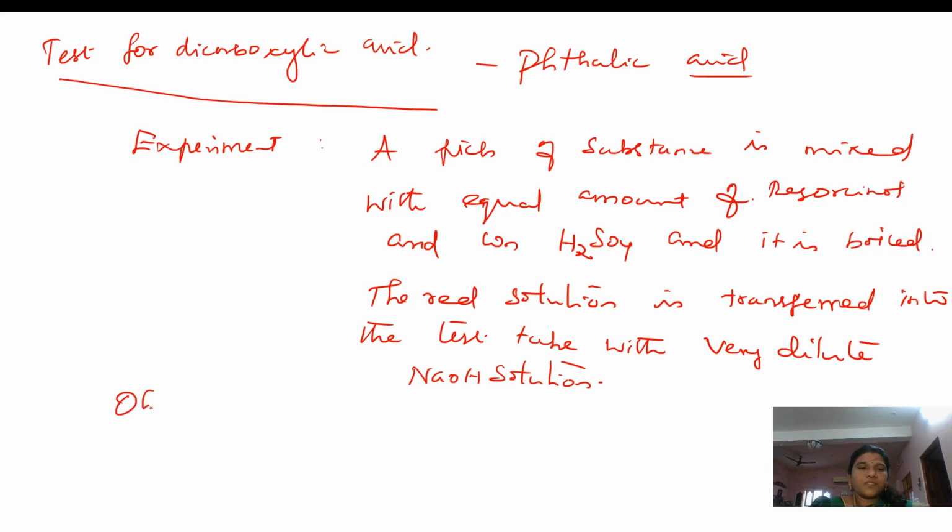If you observe a fluorescent green color, it indicates the presence of dicarboxylic acid like phthalic acid. No fluorescent green indicates the absence of dicarboxylic acid.